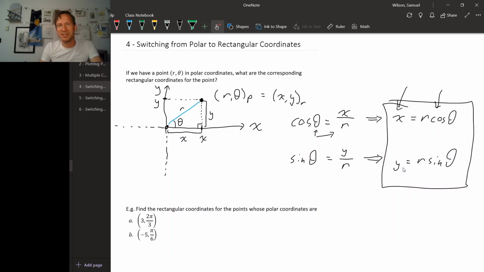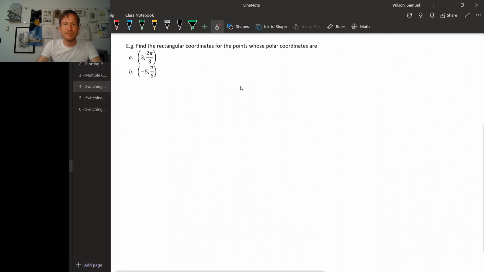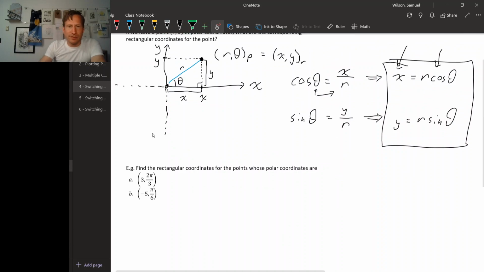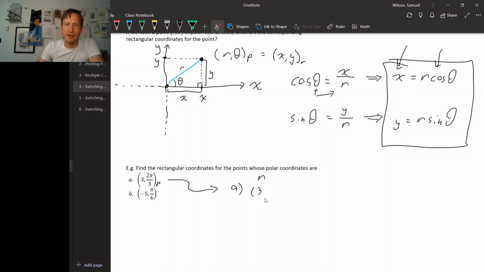All right, these two equations let us start with polar coordinates and convert to rectangular coordinates. So let's look at a couple examples. All right, let me keep that in the screen. So for A, we have, these are polar coordinates, 3, 2 pi over 3. So r is 3, and theta is 2 pi over 3.